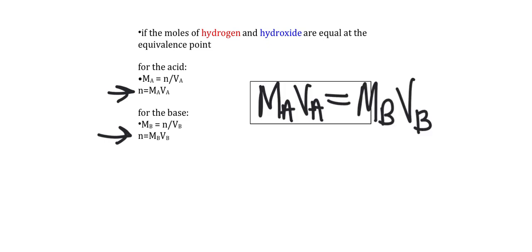MAVA equals MBVB. If you know the molarity and volume of the acid that you used in the titration, and you are able to measure using the burette the volume of the base that you added to neutralize the acid, then you can solve for your unknown concentration or molarity of your base, and that's what we will be doing in our lab.